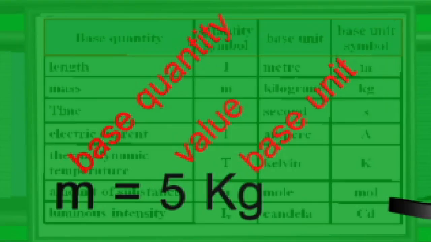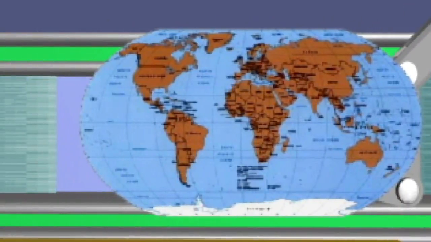The important thing is, this quantity is the same everywhere in the world. This means that it does not matter if the object is in the United States, Canada, or France, it should be the same everywhere.